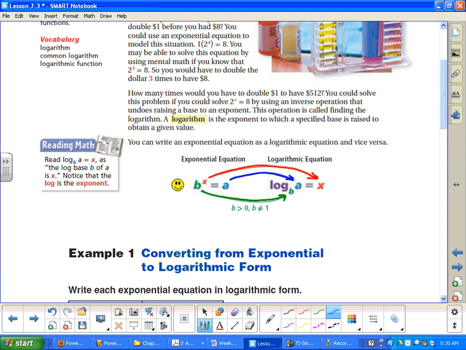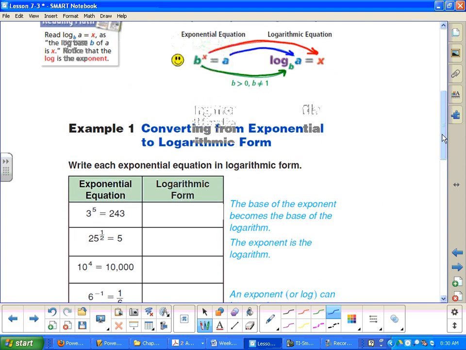The first thing we're going to do is practice writing from exponential equation to logarithmic, and from logarithmic back to exponential, so you get used to doing that. We want to write each exponential equation in logarithmic form. Make sure you realize that when we write the logarithm, the base is a subscript. Everybody knows what a subscript is, right? It's down below, not in the same line.